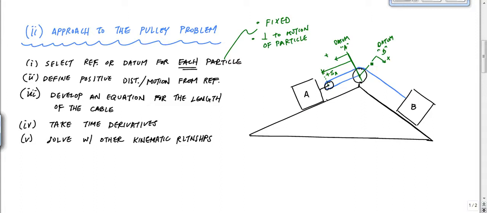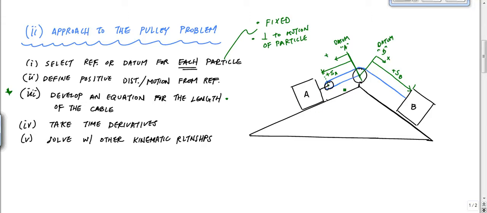And then for B, the position of B from the reference right here is that distance there. Okay, and these distances are going to be really important for us when we develop an equation for the length of the cable. And so in this case, when we want to develop an equation for the length of this cable, it's just saying I broke this cable up into parts, and I want to sum them up using how I define these parts.